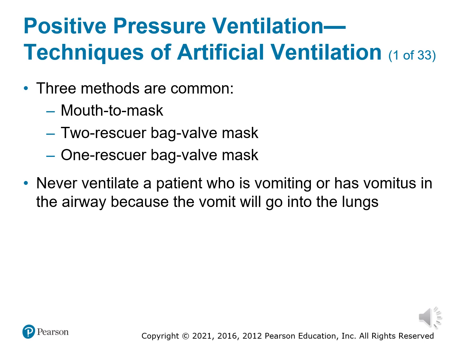You do not want to ventilate a patient who is vomiting or who has vomitus in the airway. Positive pressure ventilation will actually force the vomit into the patient's lungs. So make sure that the patient is not actively vomiting. And if there is vomit, suction any vomit from the airway before you start ventilation.